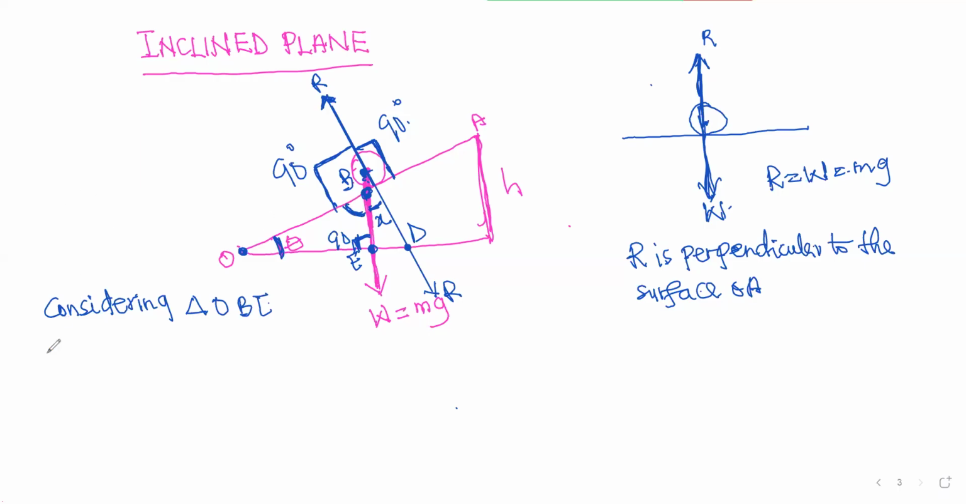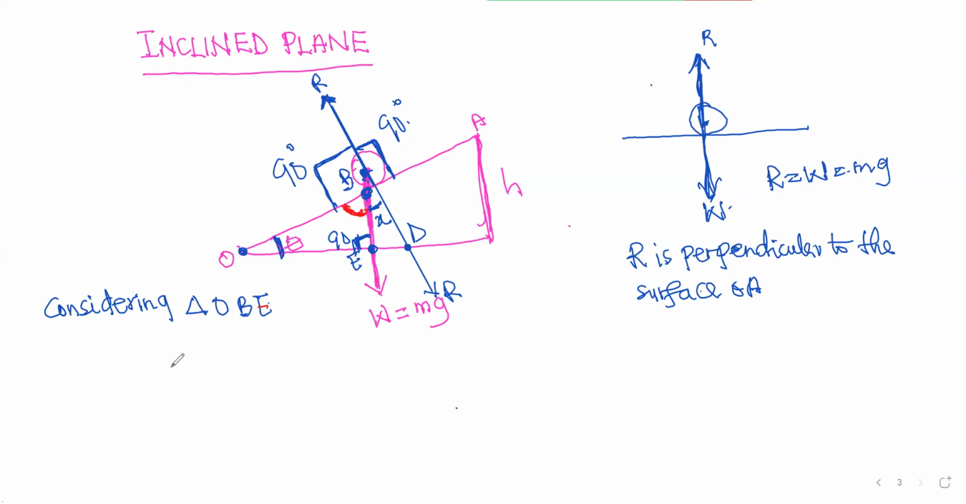Let me use a different color so you can see it well. There's the angle I'm talking about. If this is theta, this is 90, what will be this angle? Can anybody help? Francis? 90 minus theta.